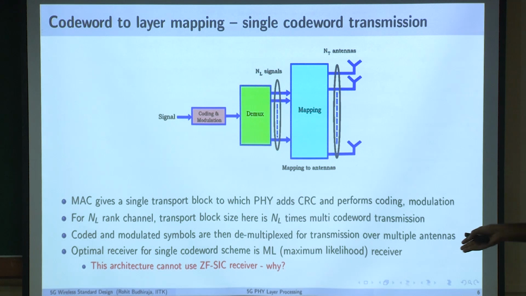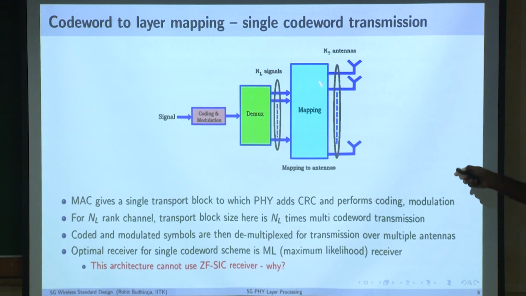This architecture cannot use a zero forcing receiver. Why? We just argued that for a zero forcing receiver, there is only one code word. What will you subtract? If there is only one code word, you will have to decode all of that. There is no other code word left whose effect you are going to remove. So that's why you cannot do successive interference cancellation for this kind of system, which is single code word transmission.